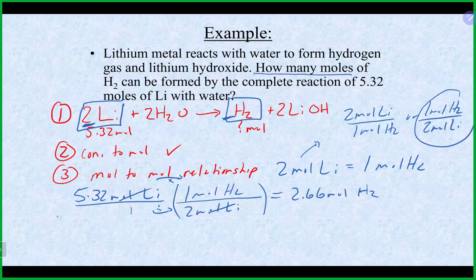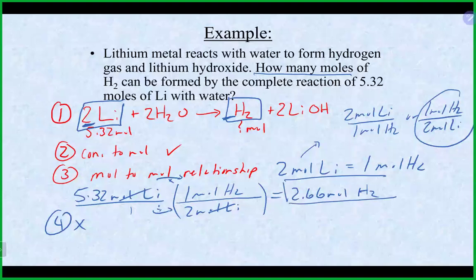We actually do not need step number 4 in this case. If we did want to convert this into grams, we would need at this point the molar mass of H2, and we could use that to convert it to grams, but obviously in this case, we were not asked to do so. Any questions on those steps there?